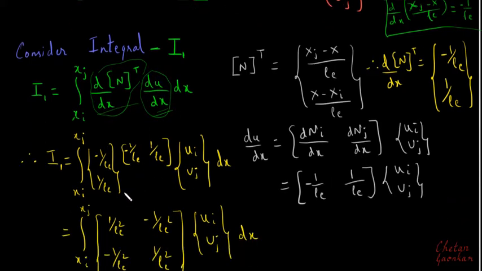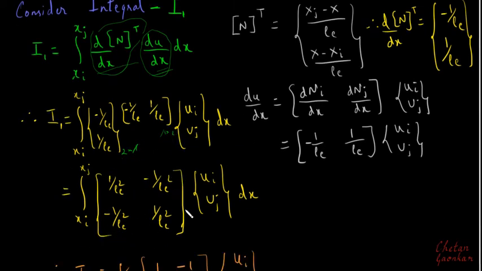And then this is now 2 by 1, and this is now 1 by 2, and if I multiply them, I should get a matrix of 2 by 2, and that is exactly what we'll get here, because if I multiply minus 1 by le with minus 1 by le, I will get 1 by le square.